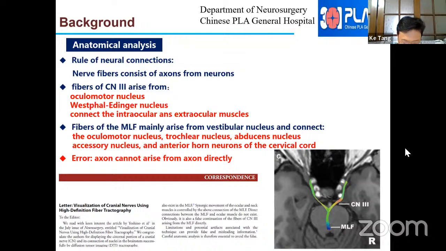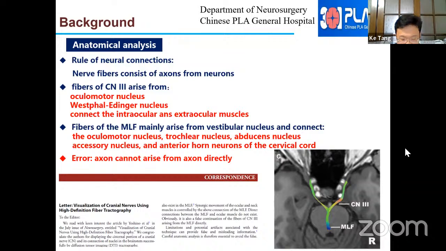Mutual connections between the above nuclei and the brainstem and the spinal cord also exist in the medial longitudinal fasciculus. Synergic movement of the ocular and neck muscles is controlled by the above connection of the medial longitudinal fasciculus. Direct connections between the medial longitudinal fasciculus and the ocular muscle do not exist. Obviously, it is also a false continuation of the fibers of cranial nerve 3 arising from the medial longitudinal fasciculus directly. Axon cannot arise from axon directly.